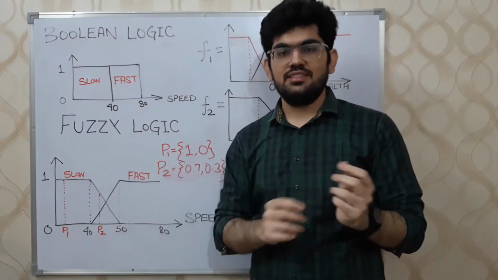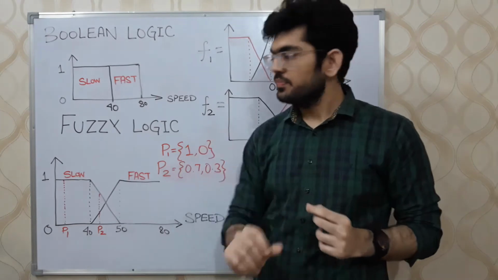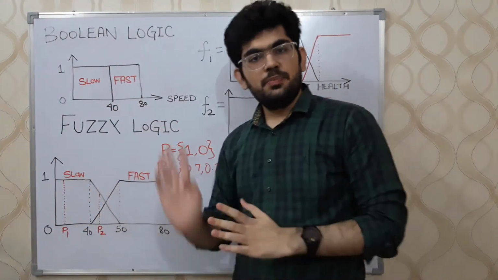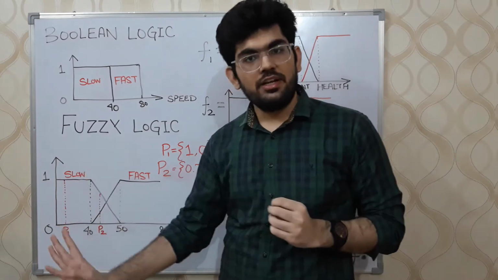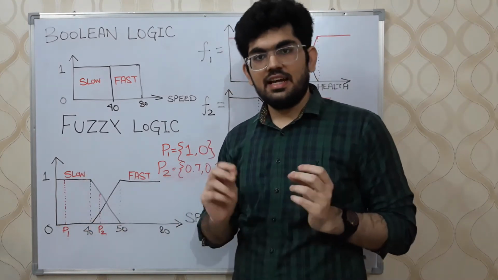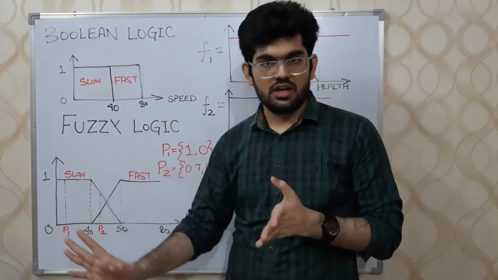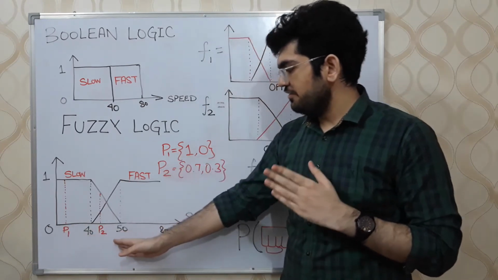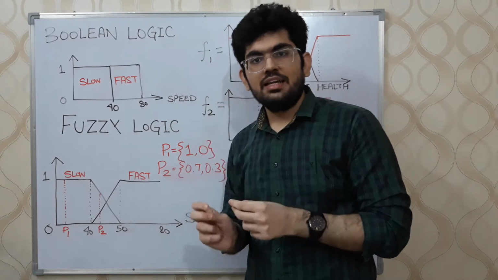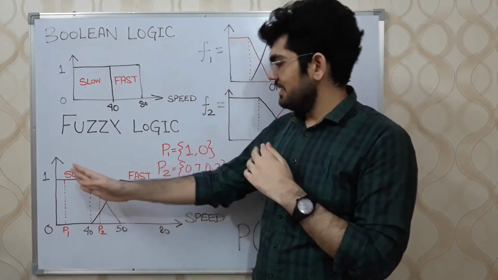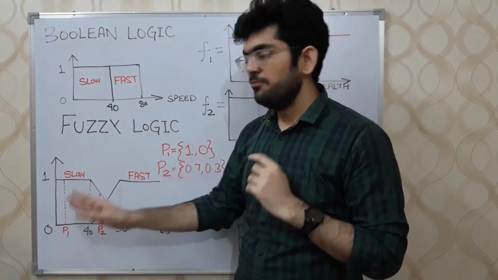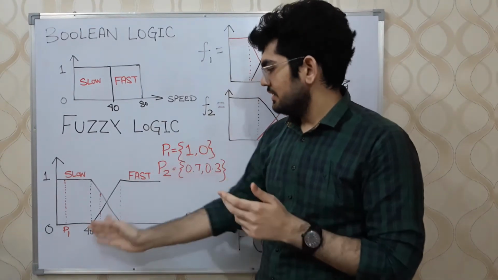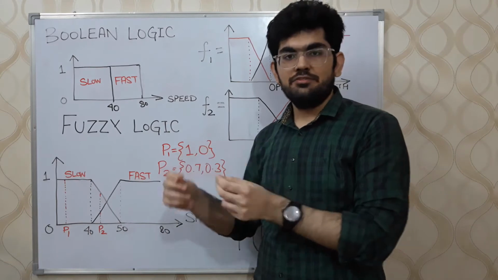Let's have a look at the same car example that we had before. Now this is the graph that shows that car example. If the speed of the car is less than 40, then we consider that the car belongs to the set of slow cars. But once the speed crosses 40 and goes on till 50, the membership of the car in the slow set decreases linearly. And starting from 40 till 50, the membership of the car linearly increases in the fast set.